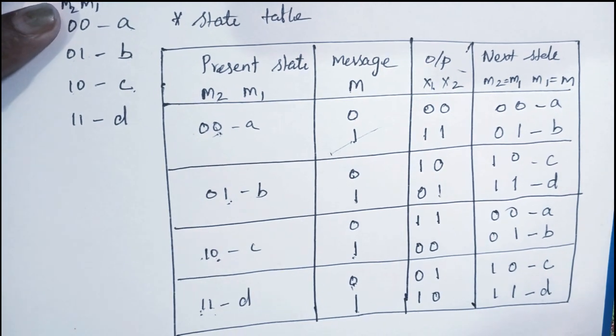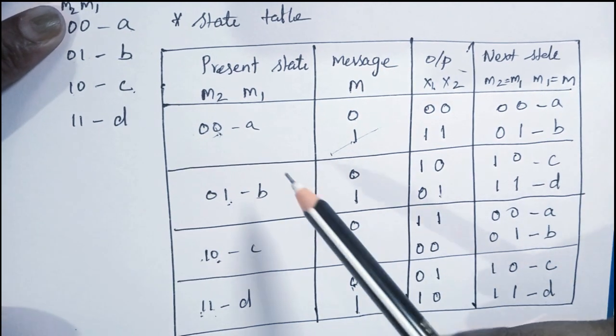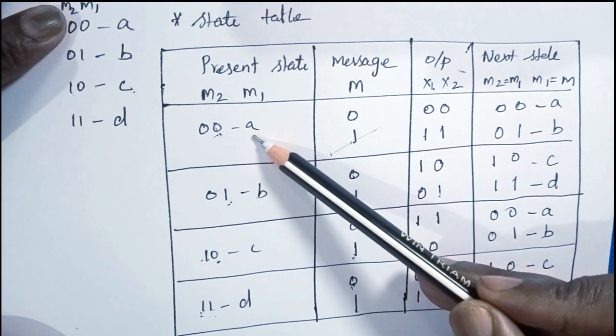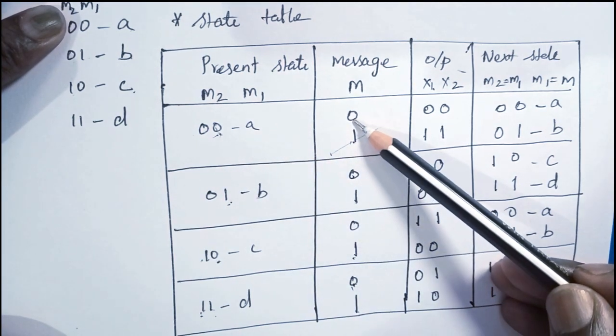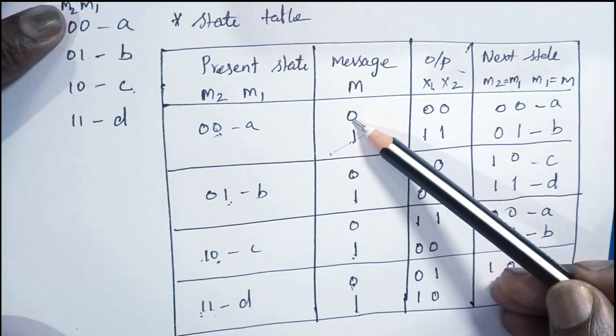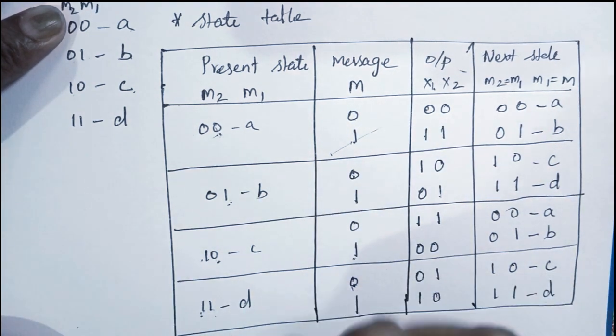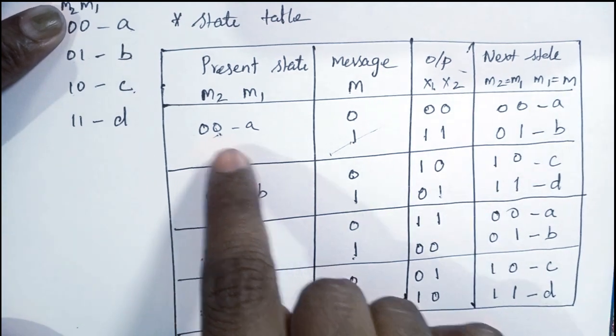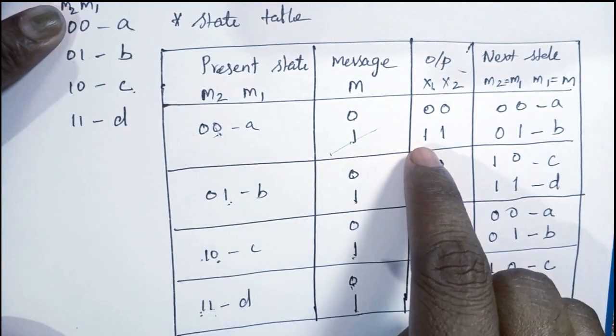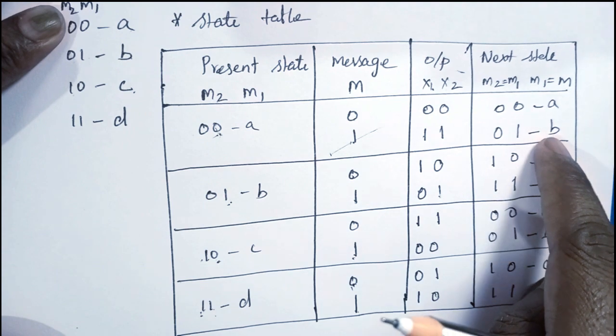So what do you observe here? What we observe here is, if the current state is A, and if the message bit is 0, the output is 0 0, and next state is also A. If the present state is A and the input bit is 1, then the output is 1 1, and next state is B.